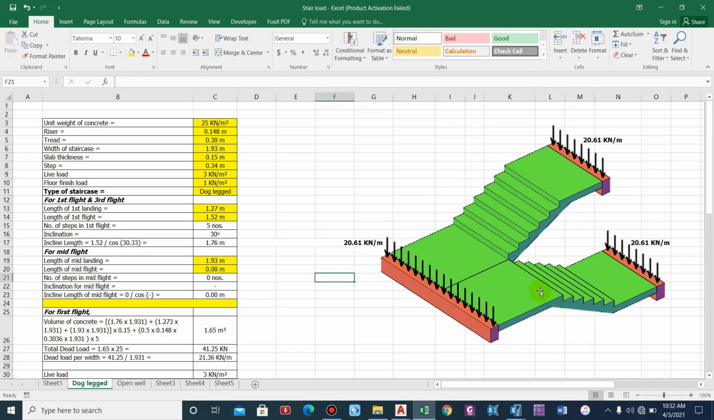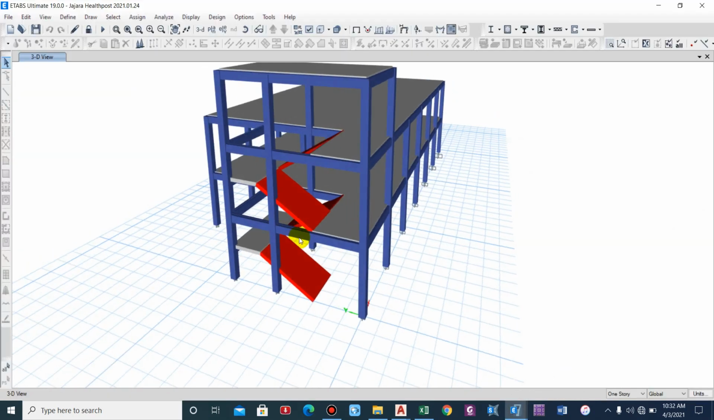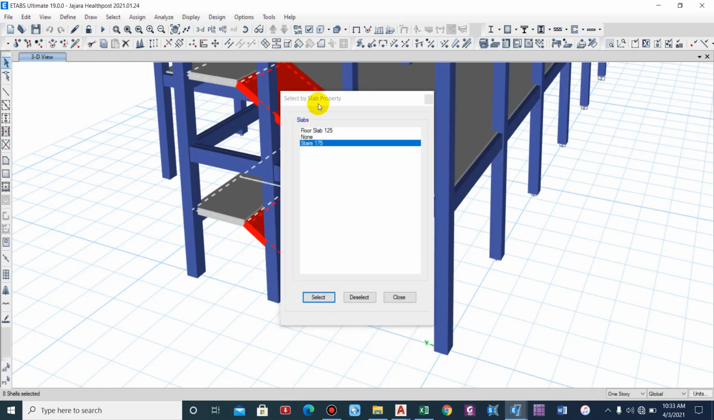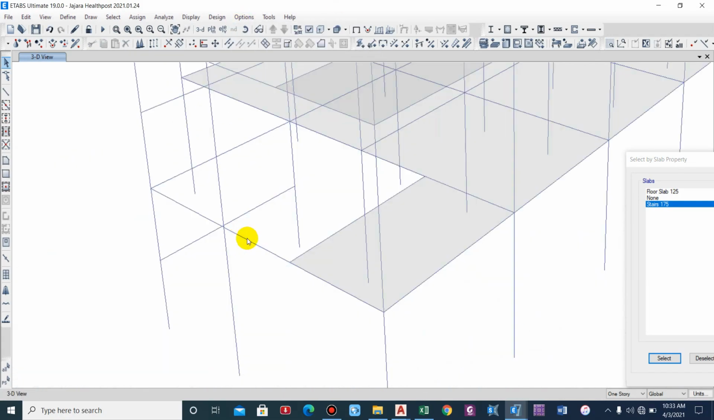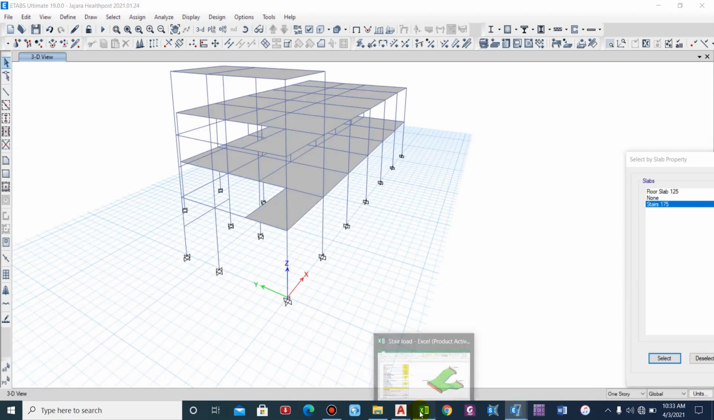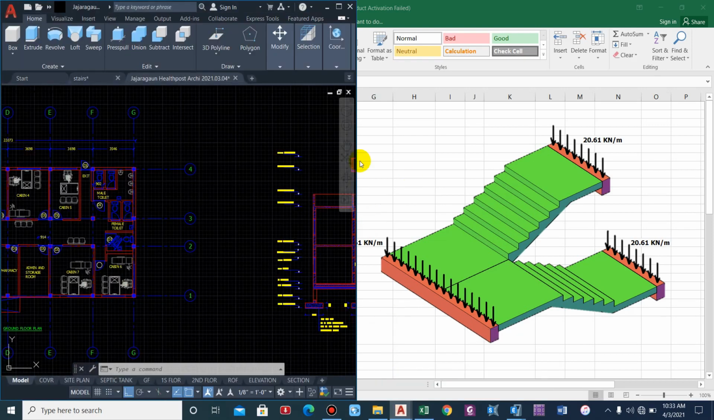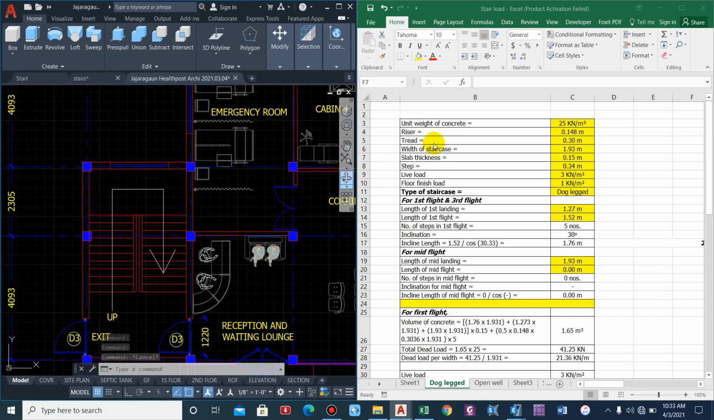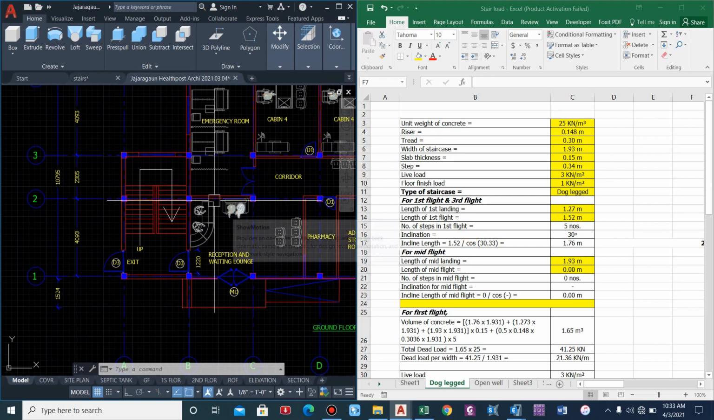So now let us apply this load in the ETABS model. This is one of the staircase models that I had made for a building. Now let me delete all of this. Now we have to apply the load. Let us first calculate the staircase load. That was for an example, so now let me calculate for a real case. This is the plan of the staircase, and we'll take the dimensions and apply the load.